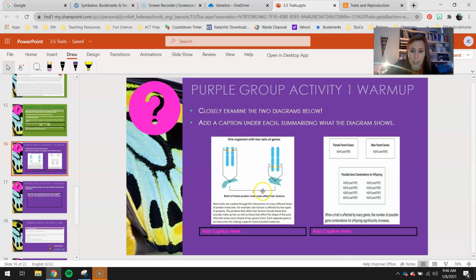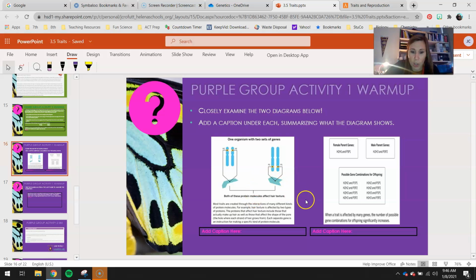So your first diagram looks at one organism with two sets of genes. So here's two chromosomes, one from mom, one from dad. They have the H1 allele for both, and they produce this protein, okay? Different set of chromosomes with different genes. We have P1 and P1. Again, homozygous, where both parents pass on the P1, makes this protein, and together both of these protein molecules affect the hair texture.